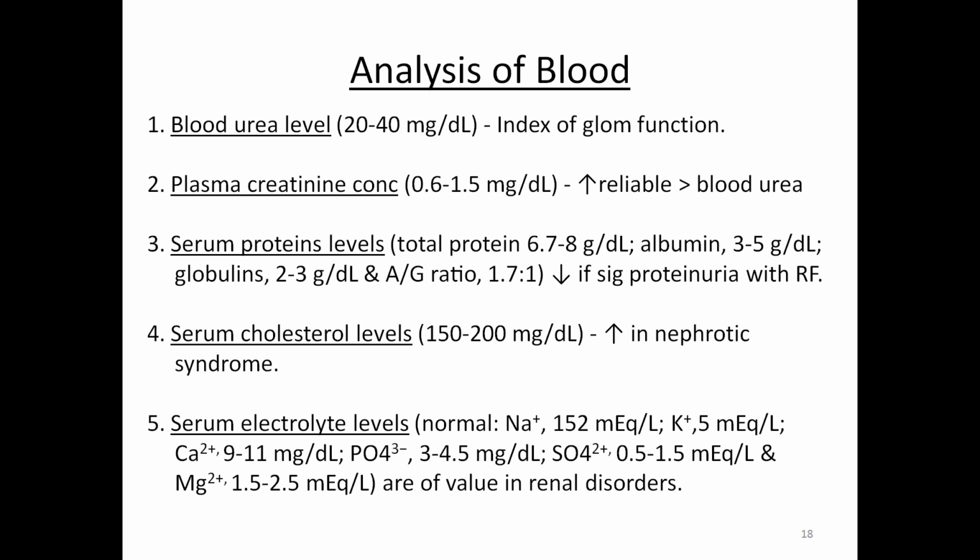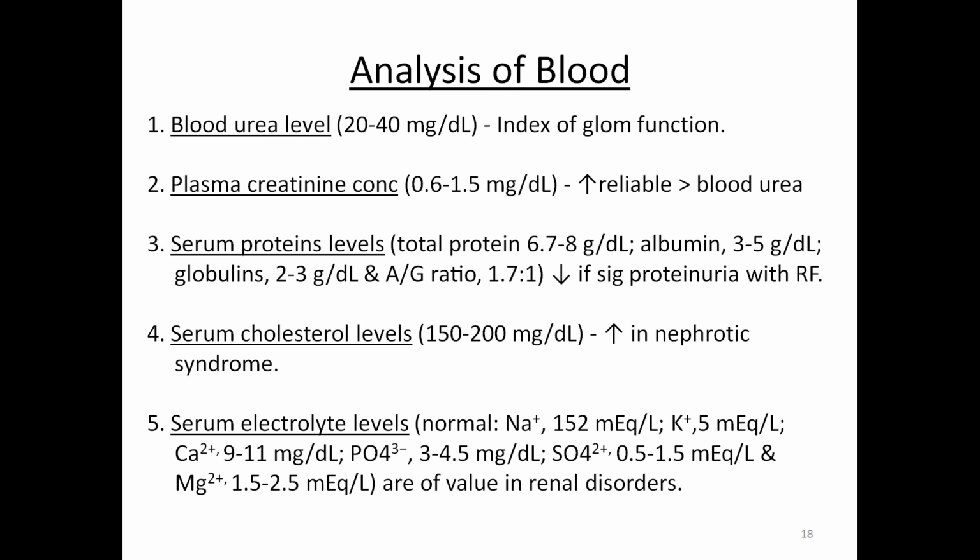So what all blood tests do we do? We check for blood urea level. Normally it is 20 to 40 milligram per deciliter, and it's an index of glomerular function. The blood urea levels begin to rise after 50% glomerular damage has occurred.